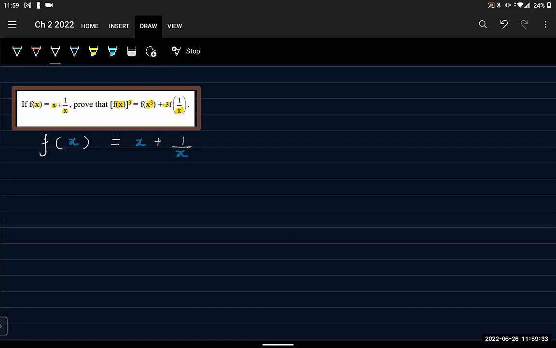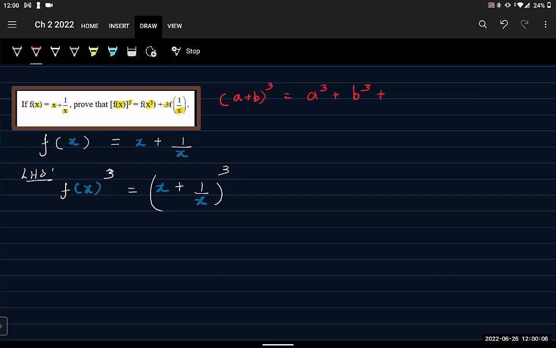The LHS now says f of x whole cube. So we can say it is nothing but x plus 1 upon x whole cube. Here we'll use one identity of a plus b whole cube, which says a plus b whole cube is a cube plus b cube plus 3ab into a plus b. So here also we can use this identity. Instead of a we have x, and instead of b we have 1 by x.